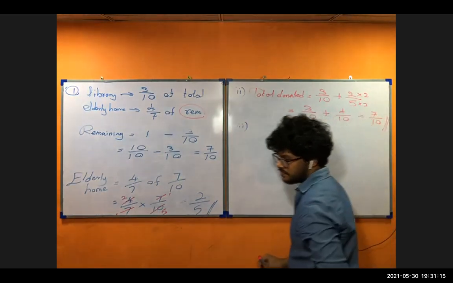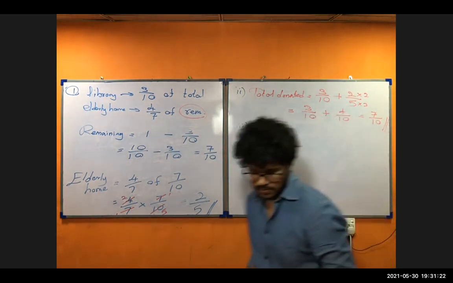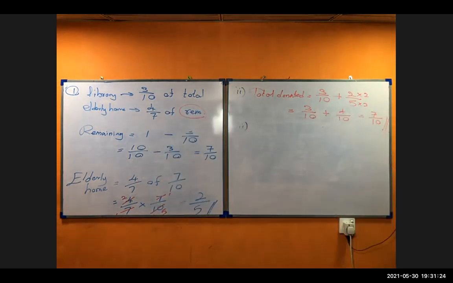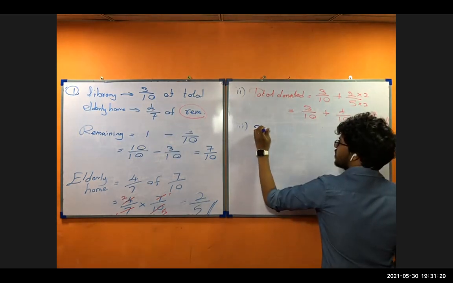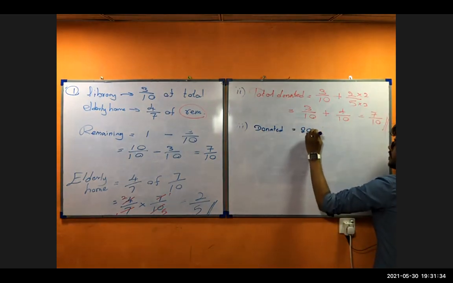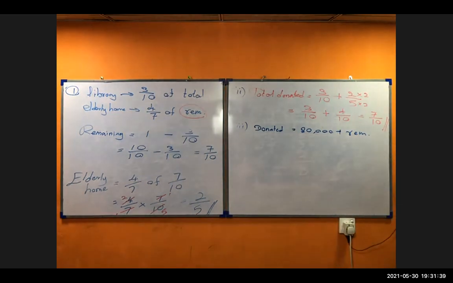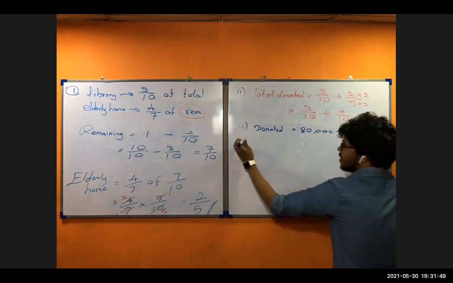So question number 3, part 3. If the money donated was 80,000 more than the money remaining. So the money donated was equal to 80,000 more than the remaining. Okay. Find the total money she received from the lottery.